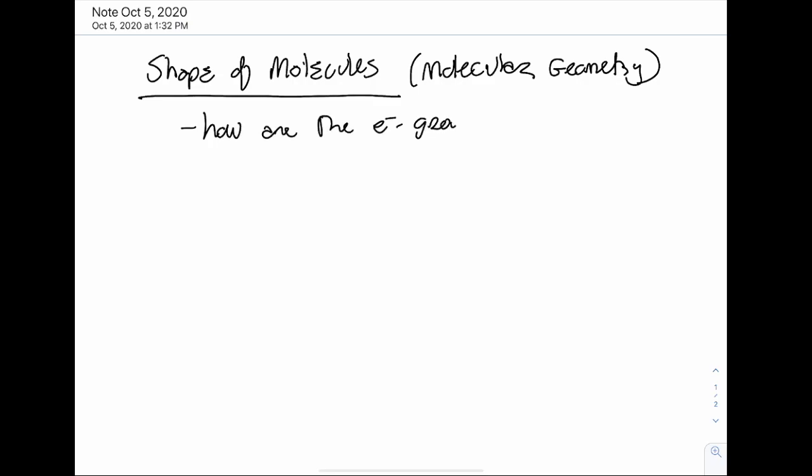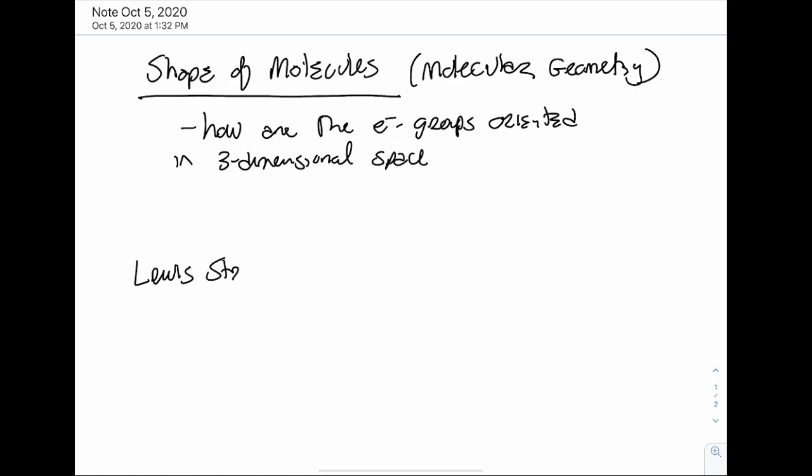So how are the electron groups oriented in three-dimensional space? Remember Lewis structures or electron dot structures. This tells us nothing about the shape. We need to be able to draw Lewis structures to be able to determine the shape, but the Lewis structure itself doesn't tell us the shape.